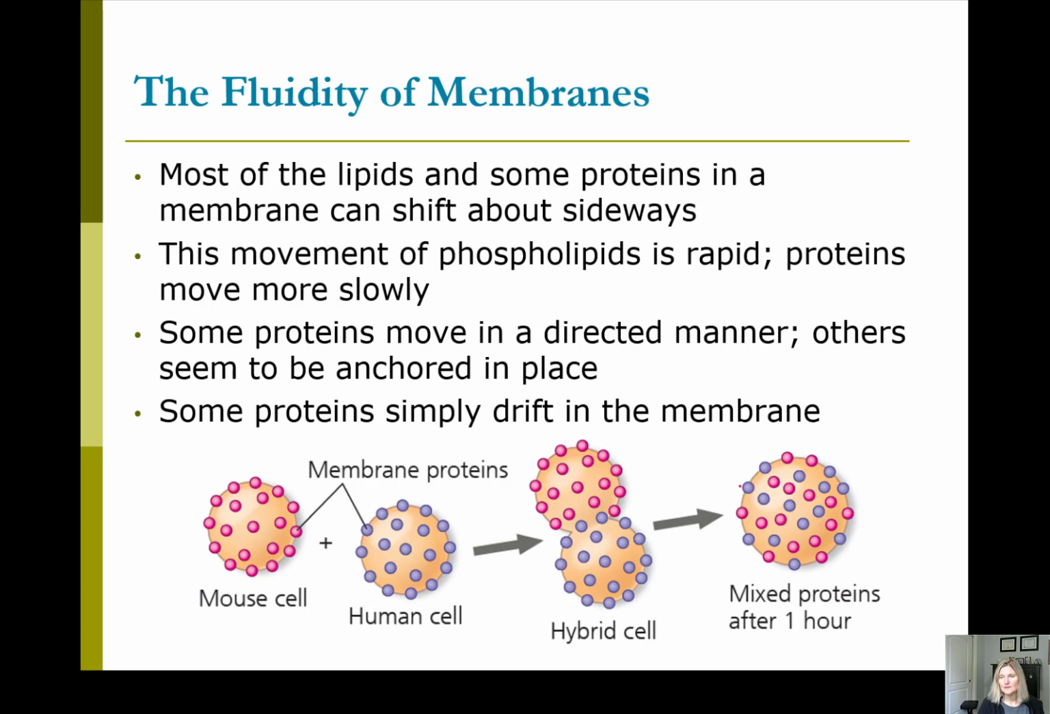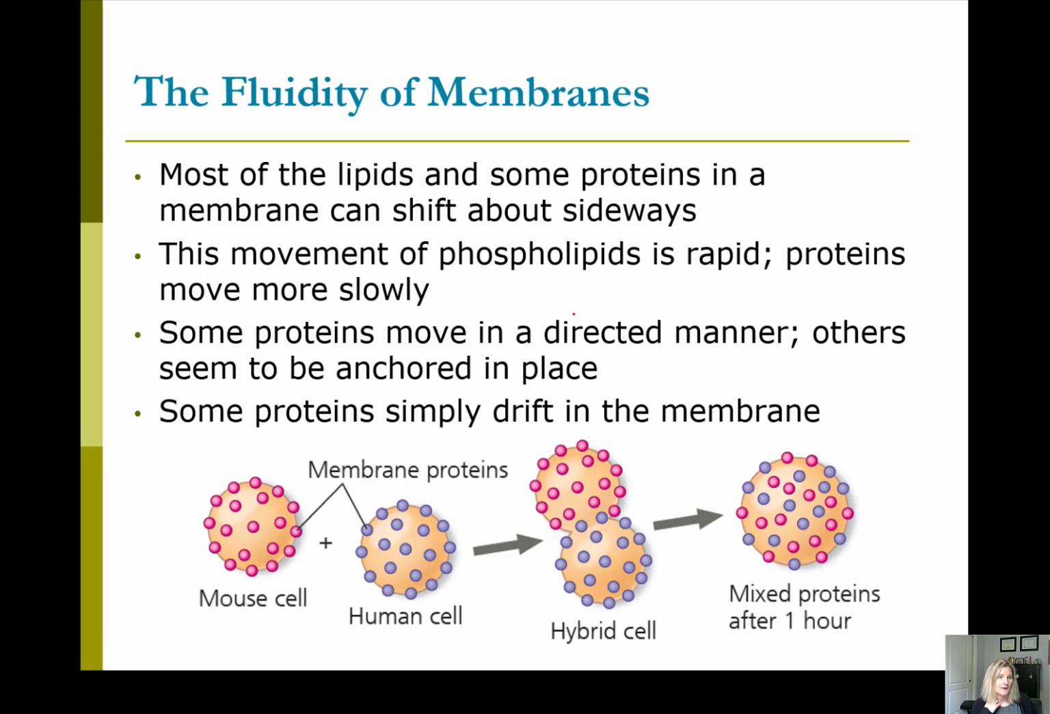Okay, so let's talk about the fluidity of the membrane. So we know that the phospholipid bilayer is going to be somewhat fluid in nature. So most of the lipids and some of the proteins in the membrane do have the ability to shift sideways. This movement of phospholipids tends to be rapid, but the proteins tend to be more slow. And this comes into play when we're talking about things that enter and leave the cell through the plasma membrane.